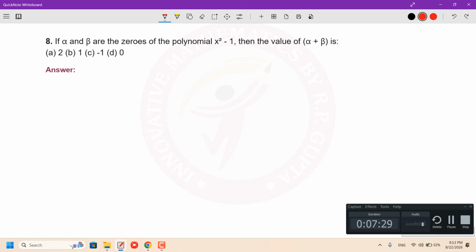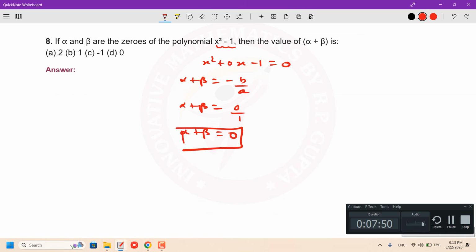Okay, so see this one, you can do it in many ways, but if you arrange it, x square plus 0x minus 1 equal to 0. So alpha plus beta equals minus b by a. So alpha plus beta is equal to 0 by 1. So alpha plus beta equals 0.